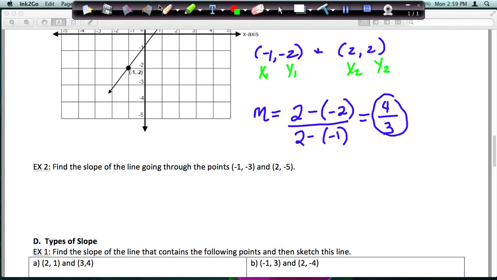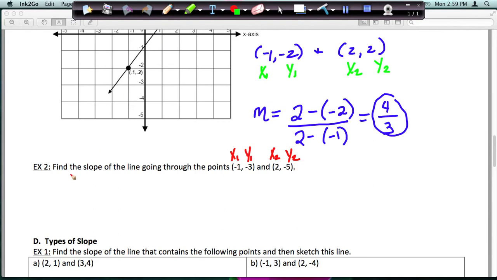So remember, the easiest way to make sure you plug everything in correctly is to label your points. So again, I'm just going to go in order. It really doesn't matter. I'm going to say this is the first point and this is the second point. And then just make sure you plugged in correctly.